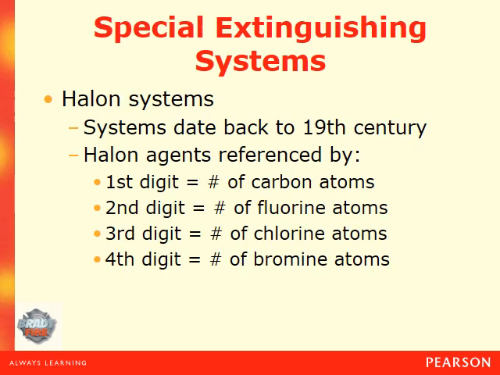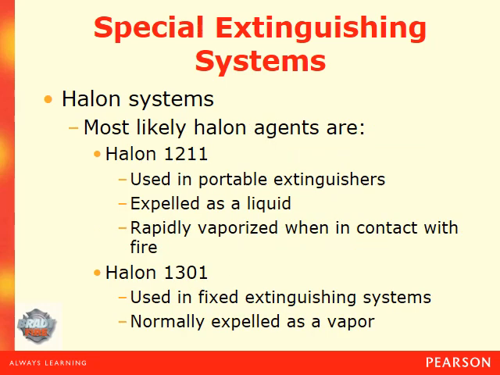Specialty systems. A Halon system. The system dates back to the 19th century. The Halon agent is referred to by first, second, third, or fourth digits, the number, and what's in there. Halon systems basically will displace the oxygen and suffocate the fire. The Halon systems were used in places where water is traditionally not recommended due to, say, electrical components such as computers or servers.